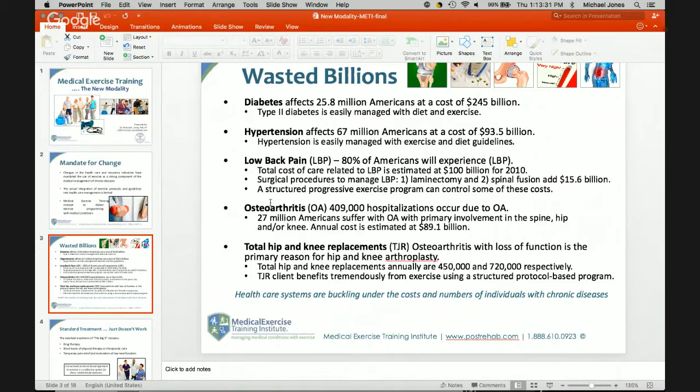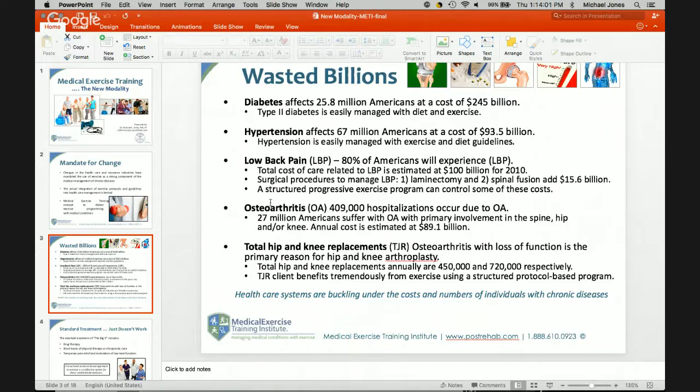Osteoarthritis. All of us at some point will have osteoarthritis. Well, did you know that there are more than 400,000 hospitalizations a year alone due to just osteoarthritis? 27 million Americans suffer with this at the cost of $89.1 billion. Now, osteoarthritis is important because it leads to our next component here, total hip and total knee replacements. These are done as a result of functional loss due to osteoarthritis. The primary reason we go in is to actually restore this client's function with a hip or knee replacement.